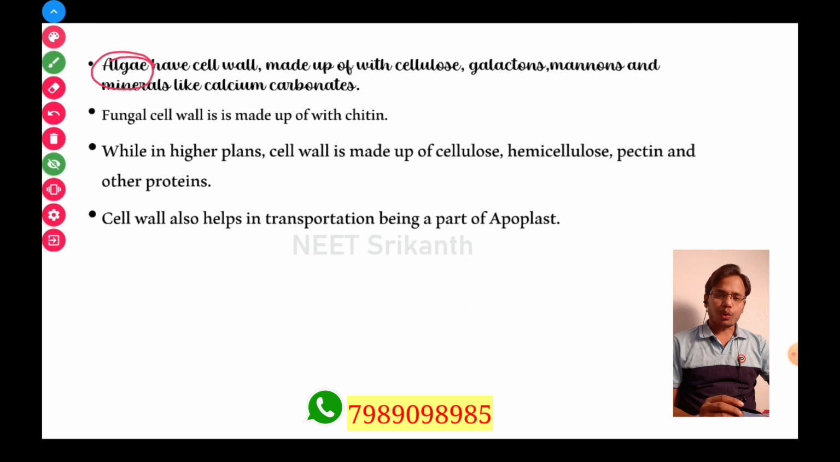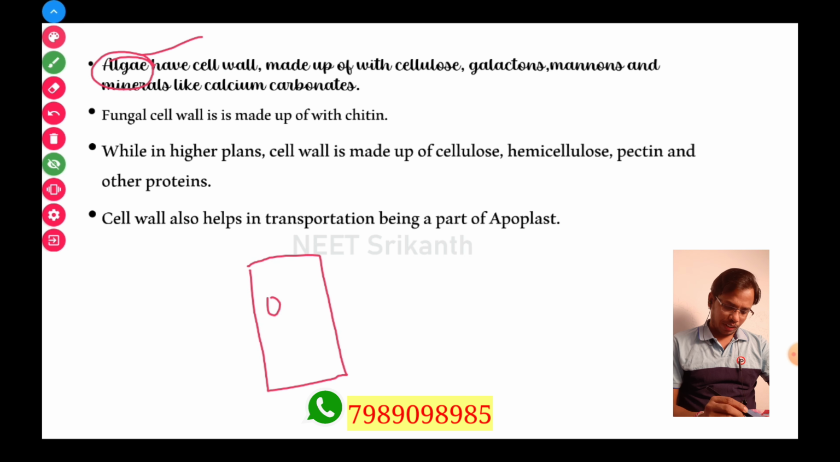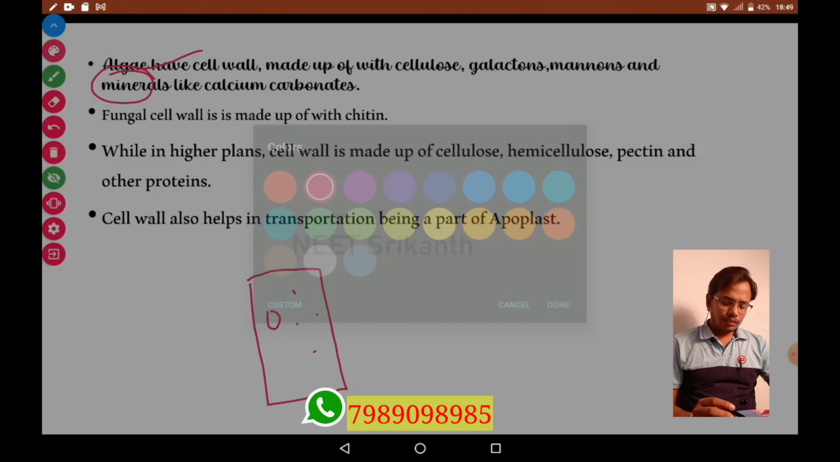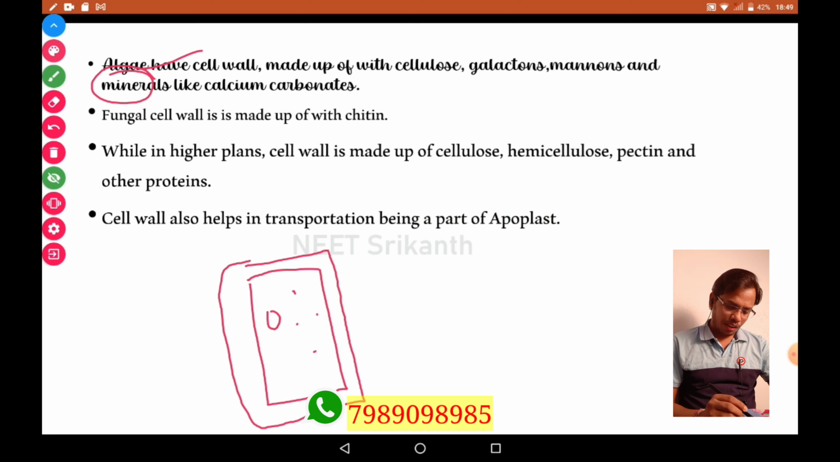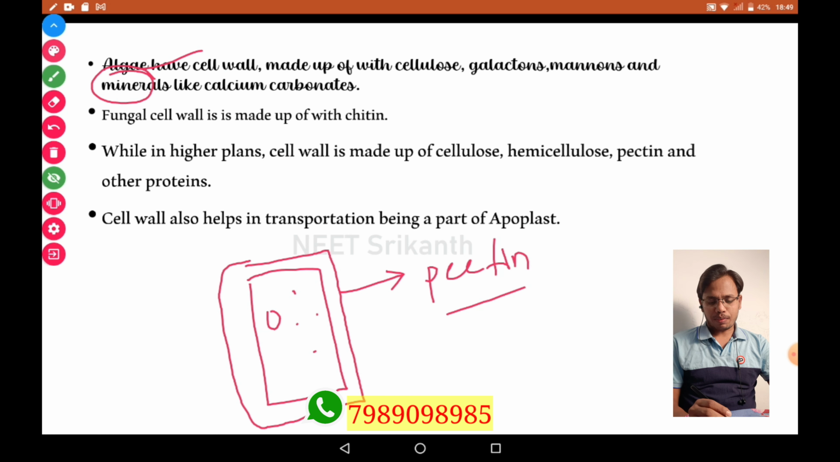Algae is an autotrophic thallophyte which can prepare its own food material because it has chlorophyll pigment. What is the habitat of the algae? Algae are generally found in aquatic regions. This is a rough diagram of the algae cell. The algae cell has two layers in its cell wall. How many layers are there in the cell wall of the algae? Two layers. The outermost layer of the cell wall of the algae is made up of pectin.